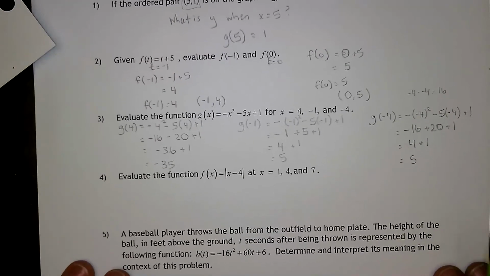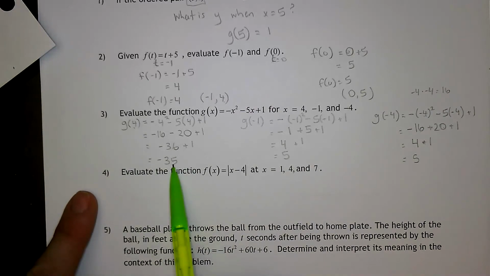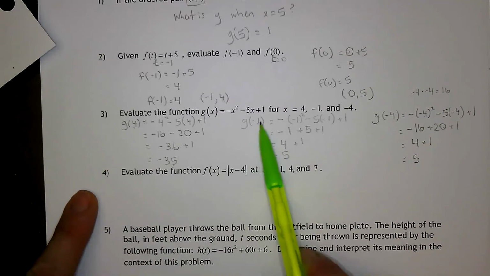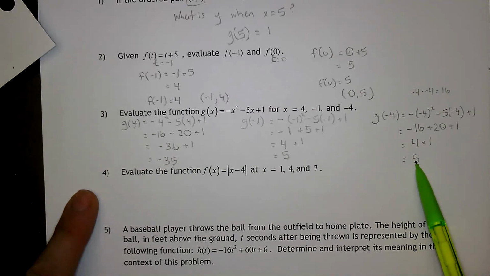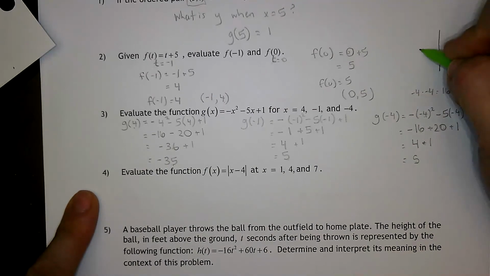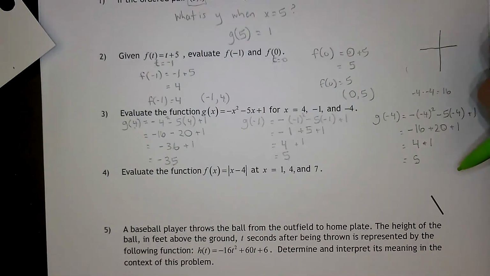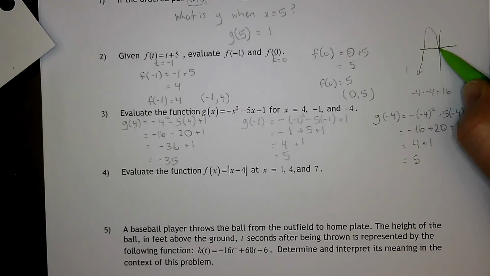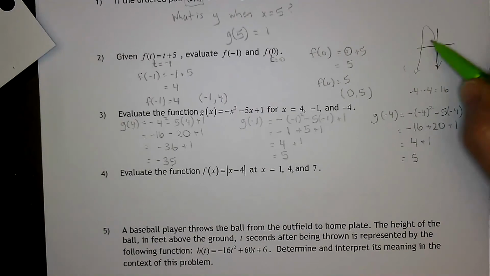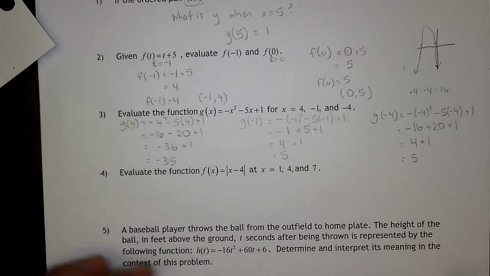All right, so we've got those 3 answers. When x is 4, y is negative 35. When x is negative 1, y is 5. And when x is negative 4, y is also 5. So that graph looks something like this, I believe. So here and here. Anyway, horrible sketch.